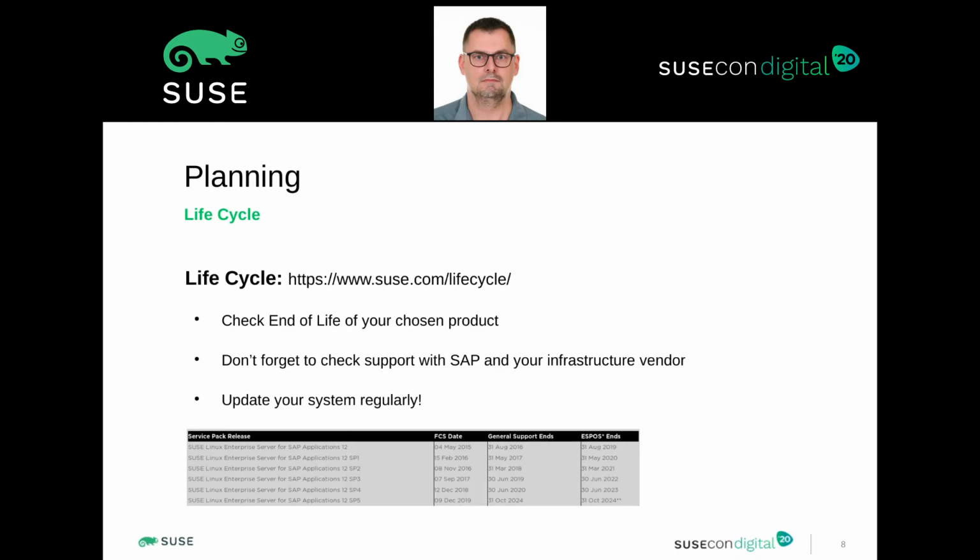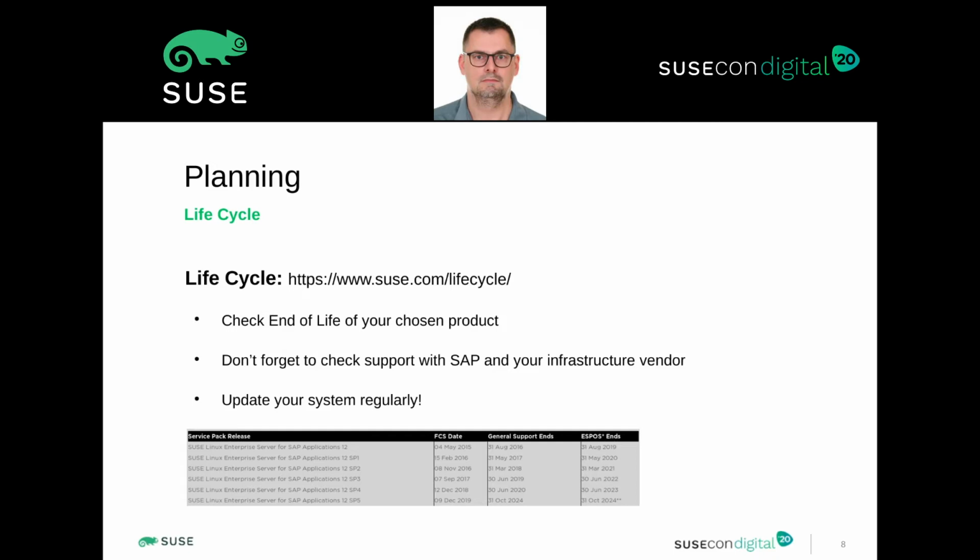If you are going to upgrade to a new service pack or even to a new release, so from 12 to 15, please not only check with SAP, also check with your infrastructure vendor. It's possible that the hardware you use might not be supported for newer service packs. With HANA, it's easier because the hardware directory already contains the information: HANA version, SLES version, and hardware. But with an application server like S/4HANA, you have to check for yourself that the hardware is supported by the operating system.